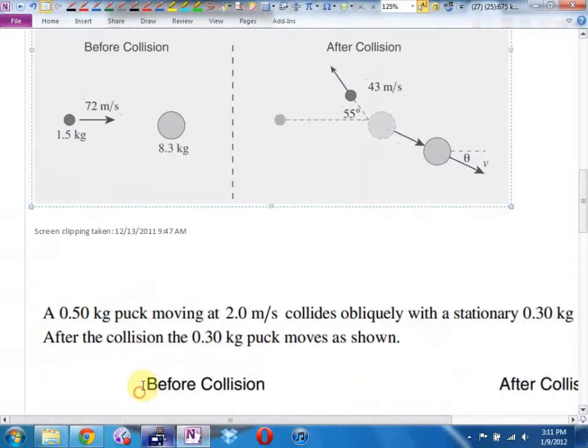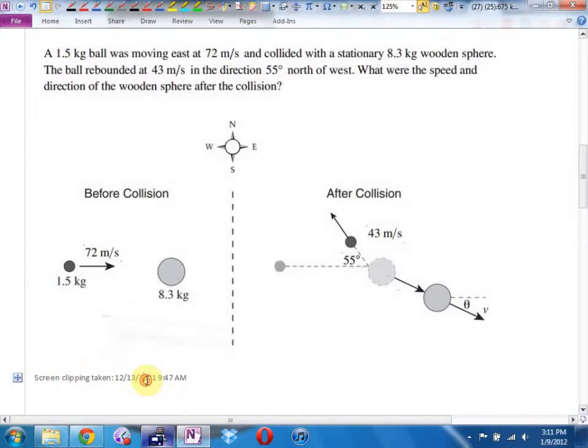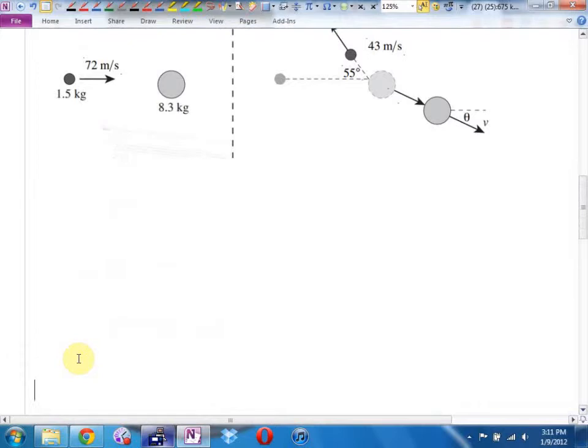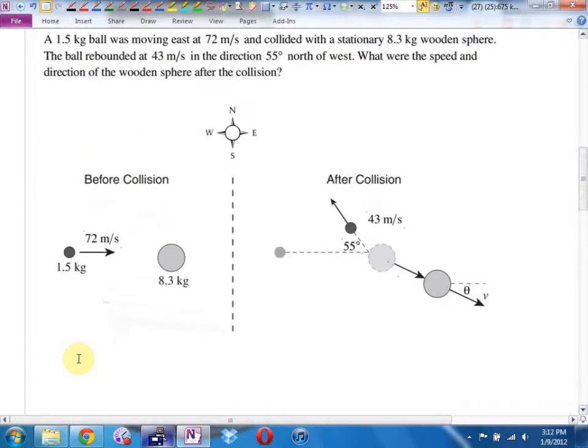Here's a much more common written kind of a question. Eric, can you see just by glancing at the diagram this is going to be angles and trig and such? Okay. And is there a collision? Yep. Oh, do they stick together or not?